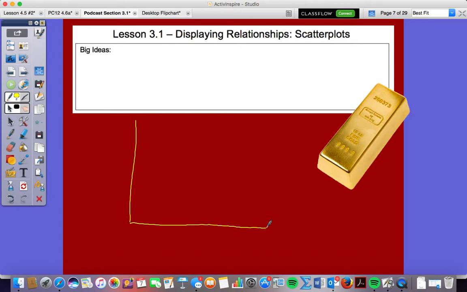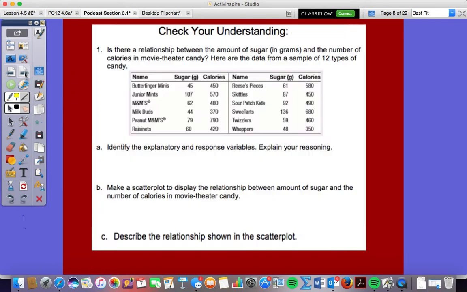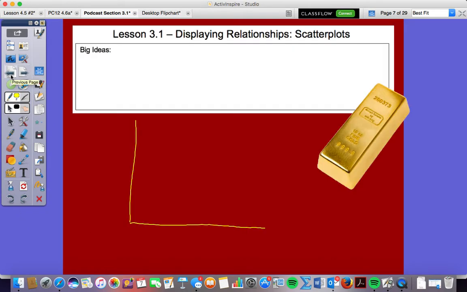So your explanatory is not candy, it has to be the sugar. Correct, because when we look at this, this would be categorical. And we remember with this, it would be two quantitative measurements. It's a good question. Good thought.